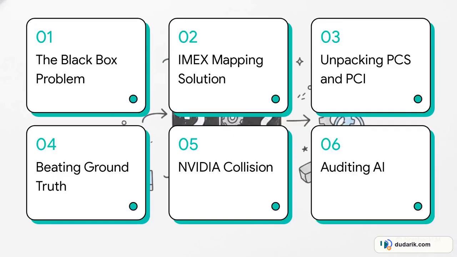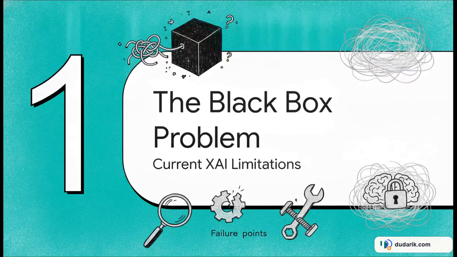So, here's our roadmap for today's explainer. We're going to break down the black box problem, introduce the IMEX solution, unpack the math, look at some benchmarks, dodge a pretty hilarious naming collision, and finally, talk about auditing your AI in production. All right, let's jump right into the core issue, the exact failure point of current explainability tools.